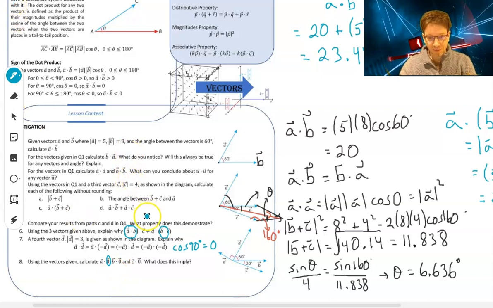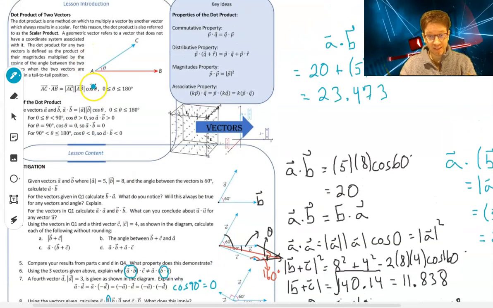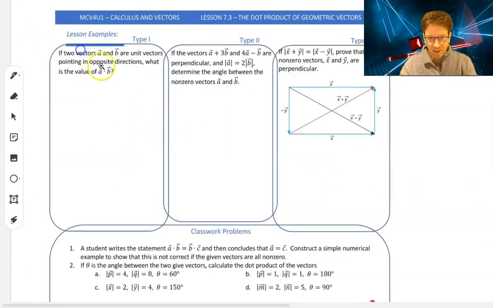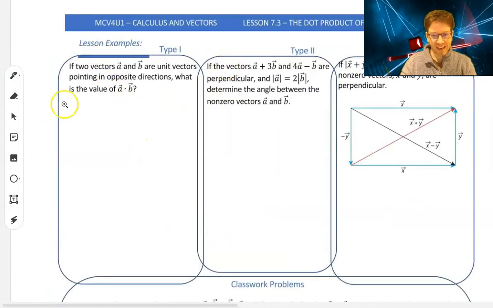So we've talked about doing the dot product and what happens if theta is between 0 and 90, and what happens if theta is 90, but what happens if it's greater than 90? That's our first example here. This example says if two vectors A and B are unit vectors pointing in opposite directions, so let's draw that. So here's A, which has a magnitude of 1, here's B, which also has a magnitude of 1, and they're pointing in opposite directions. What's the value of A dot B?